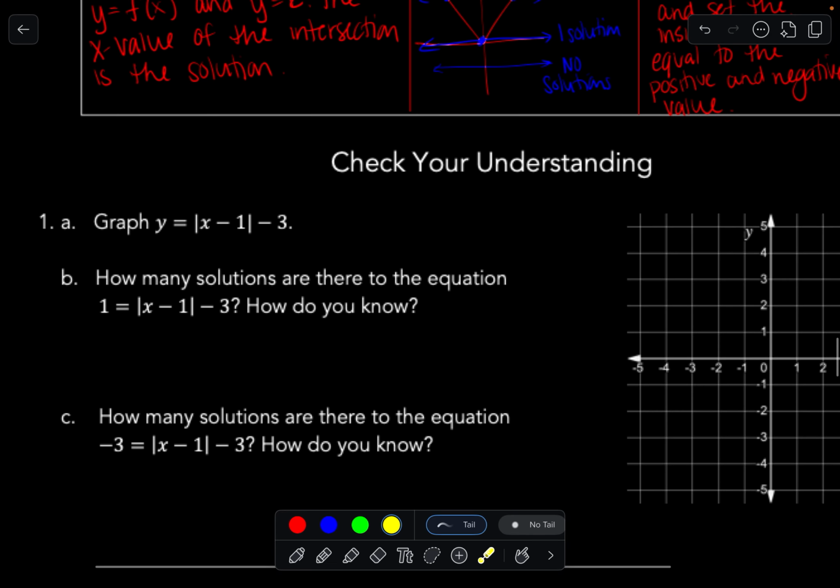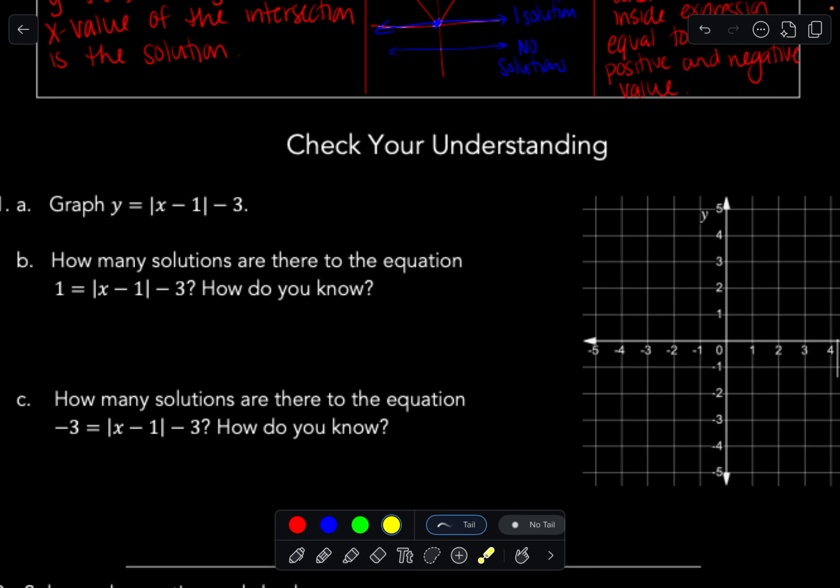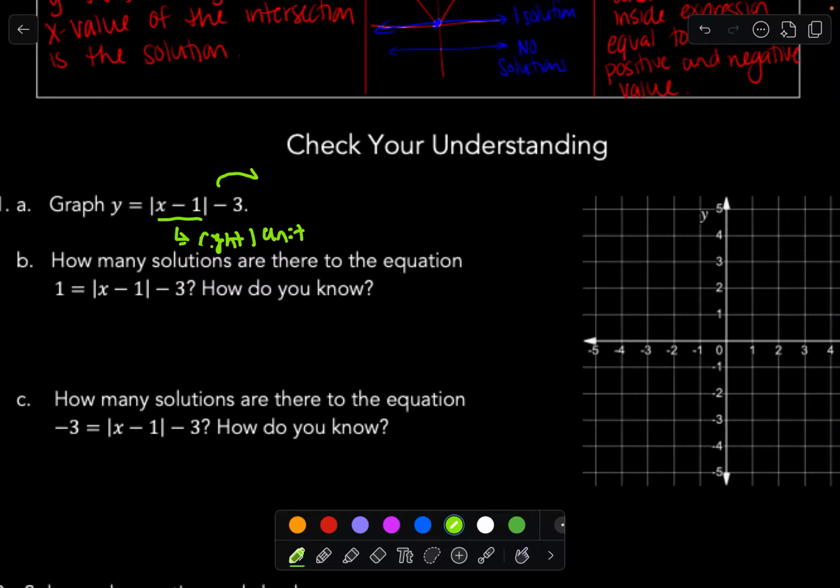So on the first Check Your Understanding, question number 1, A, B, and C, part A is just to graph the absolute value of x minus 1 minus 3. Now remember, the number holding hands with the x is the number right here. The x minus 1 means the absolute value graph shifts right 1 unit because it's holding hands with the x. So it's right 1 unit. And this minus 3 on the outside says we shift down, because it's negative, down 3 units.